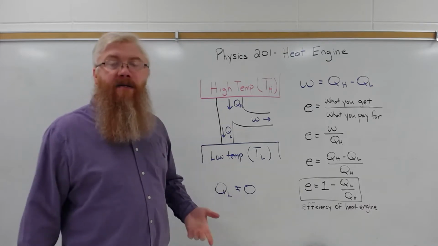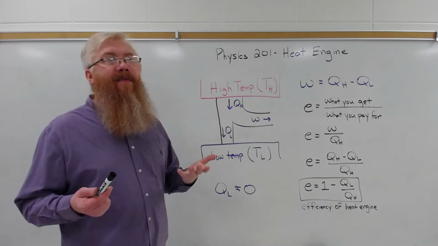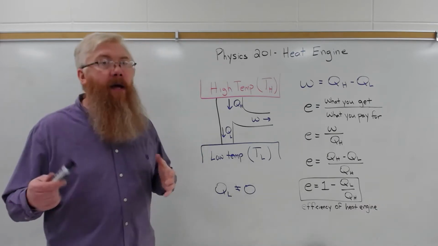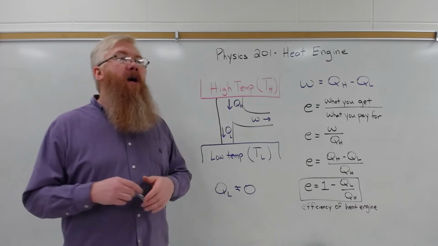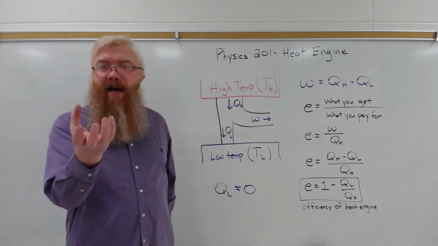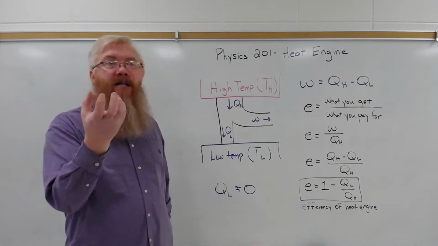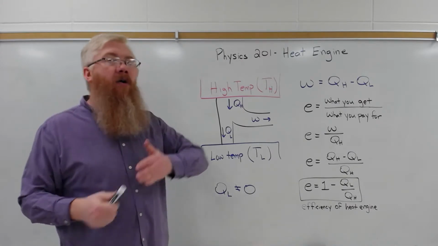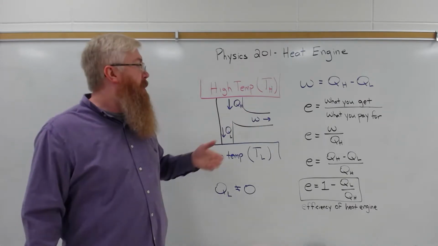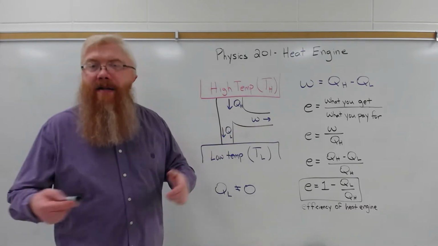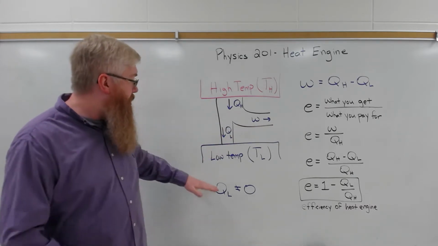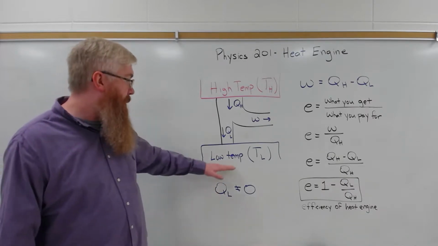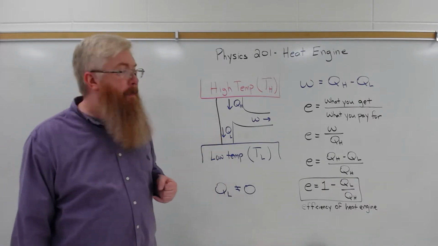If it was possible, basically entropy, and we'll learn about entropy in a bit, would always be zero. You could take a hot object, pull all of the heat from that object until it's absolute zero, get all the work done out of that object, and it would violate the second law of thermodynamics. So we cannot have a low temperature reservoir that does not accept some waste heat.